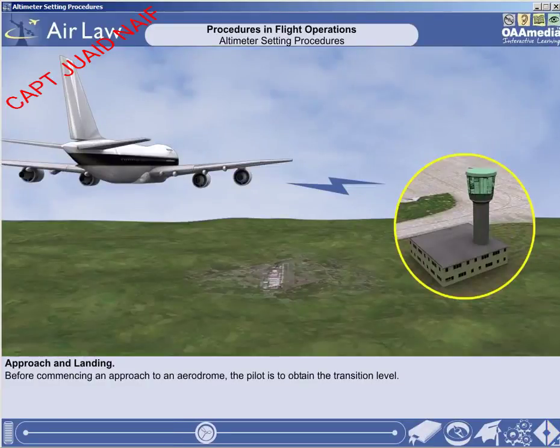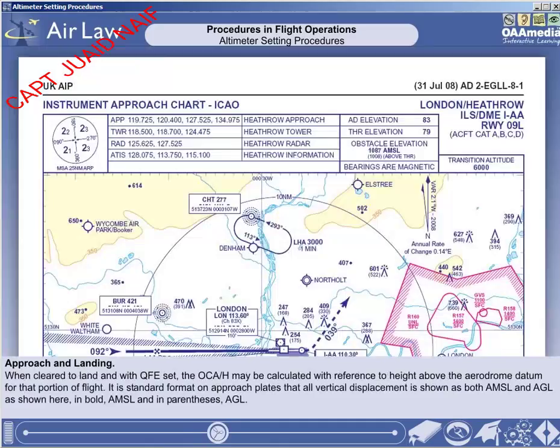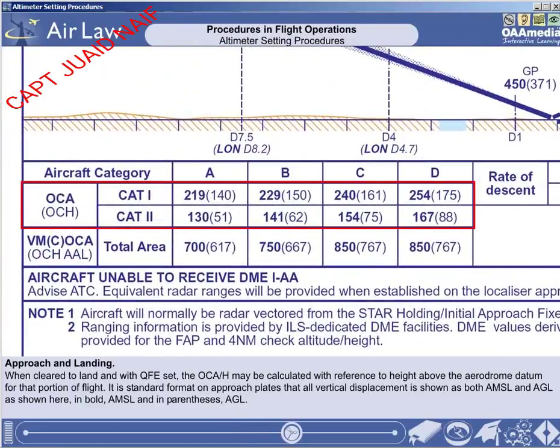Before commencing an approach to an aerodrome, the pilot is to obtain the transition level. Before descending below the transition level, the latest QNH is to be obtained. QFE may be used by a pilot so that he may obtain terrain clearance information during the final approach to a runway. When cleared to land and with QFE set, the OCA or H may be calculated with reference to height above the aerodrome datum for that portion of flight.